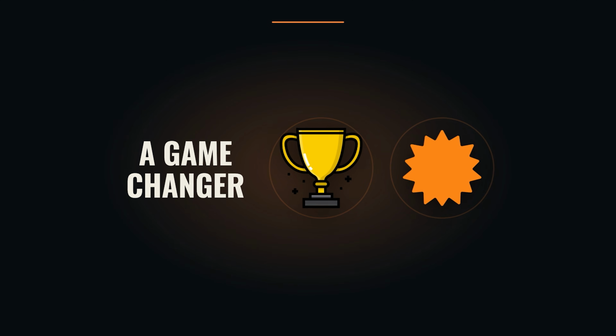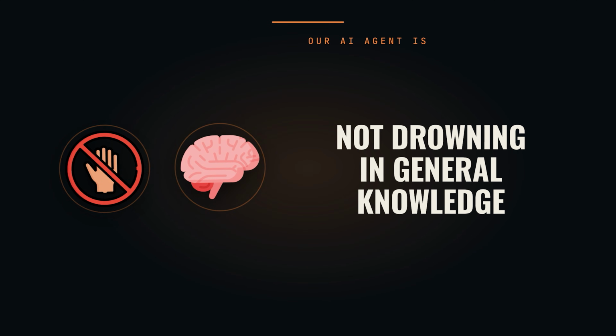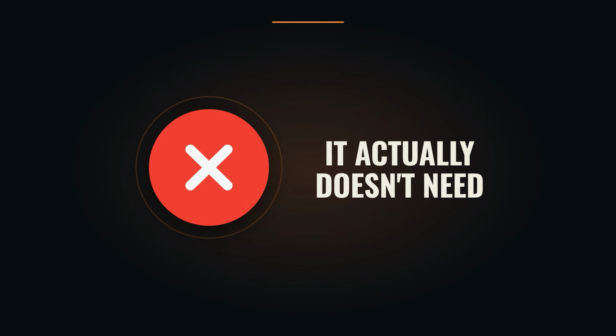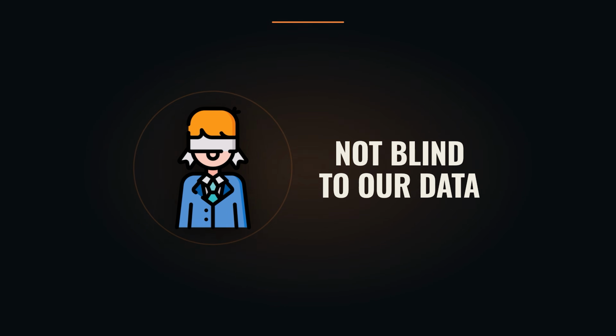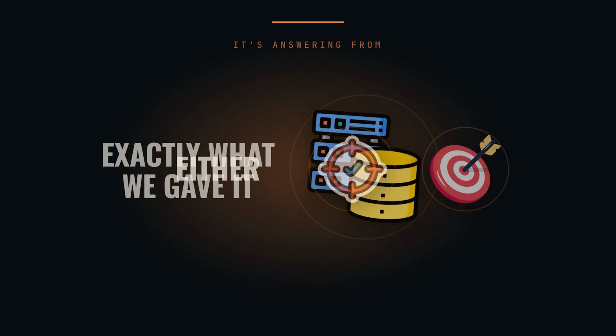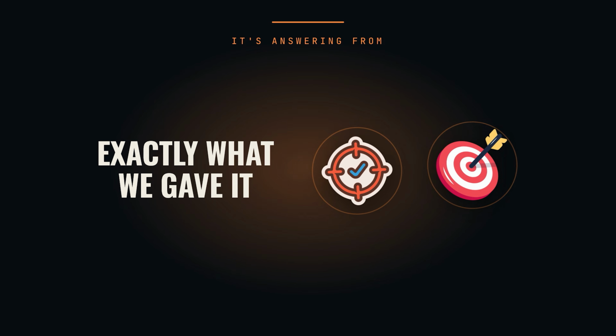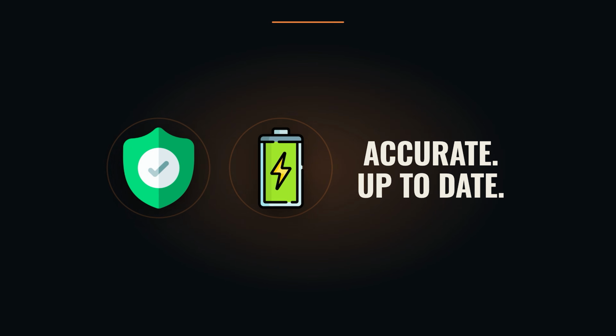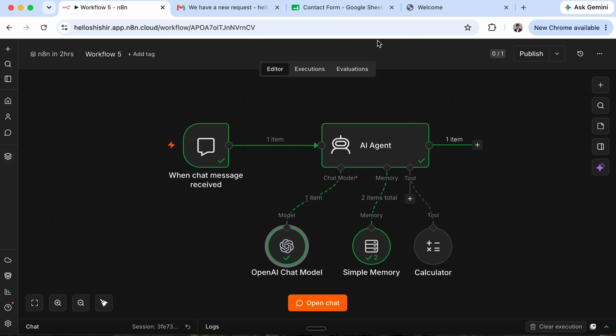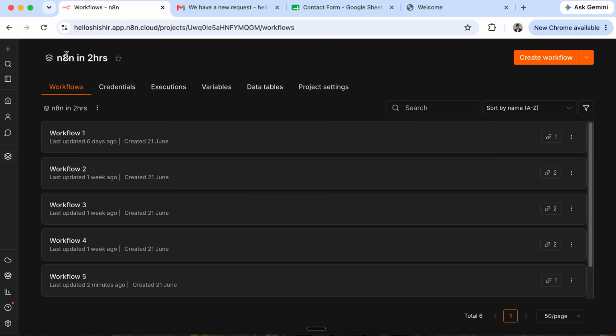And there's the game changer. Because now our AI agent is not drowning in general knowledge that it does not even need. And it is not blind about our own data either. It's answering exactly from what we gave it and accurately up to date. So in this next workflow, we are going to build exactly this. We are going to give our AI agent a knowledge base of its own. So it only pulls from what we actually have, nothing more. Let's get into it.